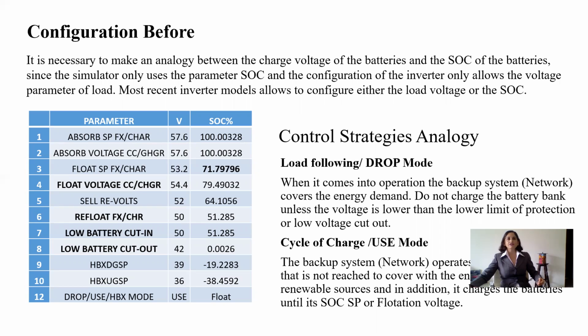It was established that 100% of the state of charge is equivalent to 57.6 volts and 0% is equivalent to 42 volts. The real behavior of the voltage and the state of charge is not linear, but we took this way as an approximation. The float set point is 71.8 volts, and this is the value to optimize. Results.